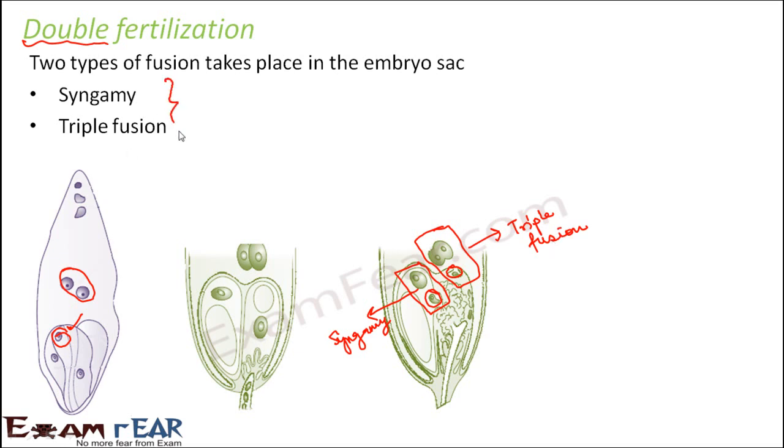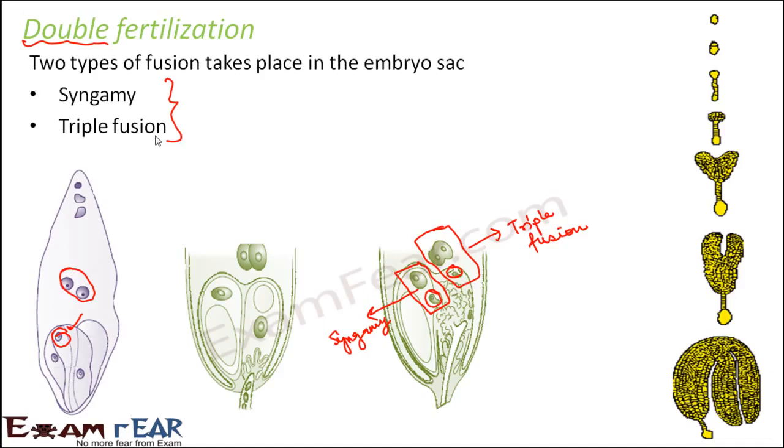Now since two types of fusion takes place inside the embryo sac, that is why it is called double fertilization. And it is a characteristic of the angiosperms. It doesn't happen in gymnosperms. In gymnosperm there is just one fusion taking place inside.